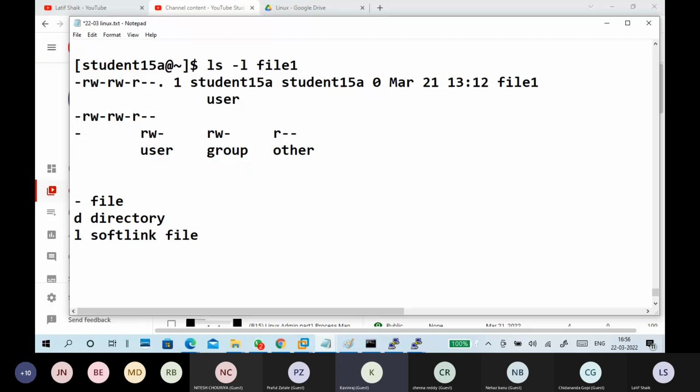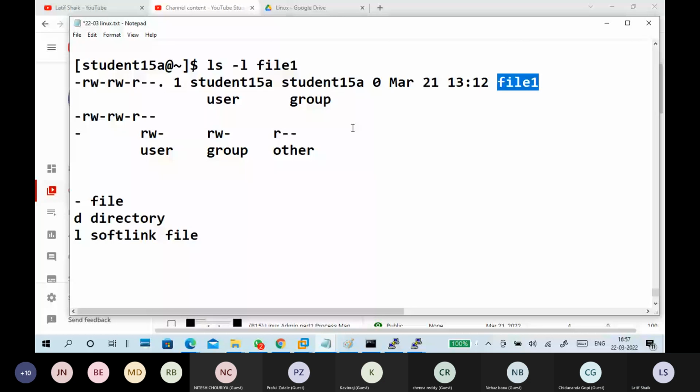Student 15A. 15 is the user, which means this user has read and write permission on this file. Next, who is the group here? This is the group. The members of this group have read and write permissions on this file.